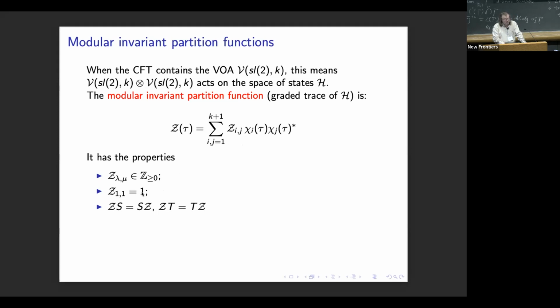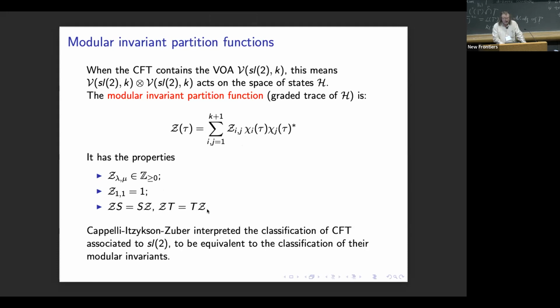There's a unique vacuum, and it commutes with modular data. It has to be modular invariant. So what they did was interpret their problem of trying to find all full CFTs that see SL2 level K as a question of trying to find all of these modular invariant partition functions. Certainly the two questions are not the same, but this is a big hunk of it, and that's how they interpreted the problem.